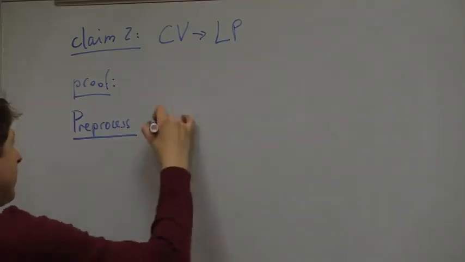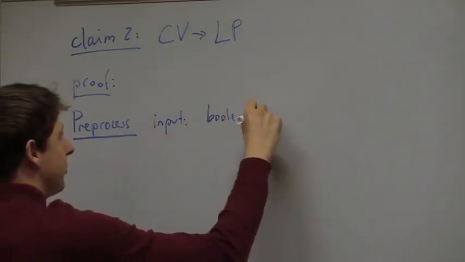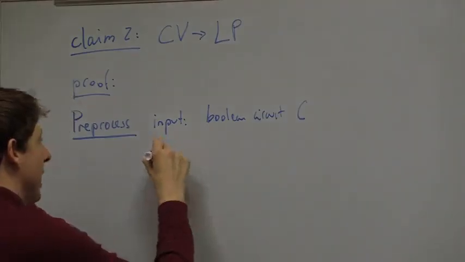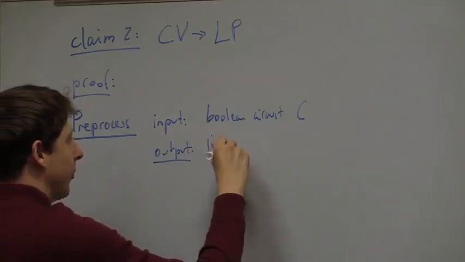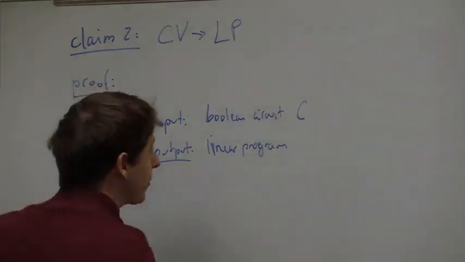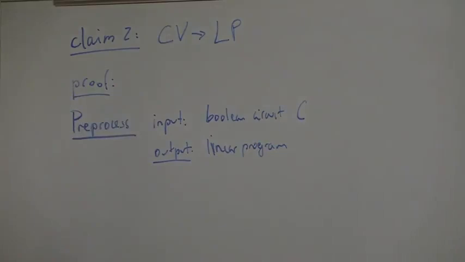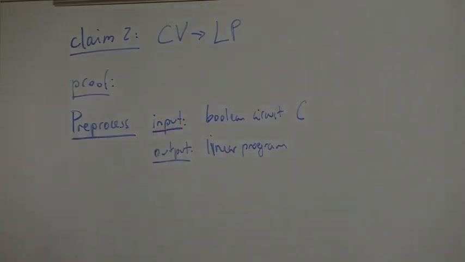The preprocess needs to take as input a Boolean circuit C, and as output, we need to output a linear program such that solving the linear program is tantamount to solving the Boolean circuit, or at least answering the circuit value problem about that circuit. Now, what is a circuit? It's a collection of gates, it's a DAG. And what is a linear program? It's a bunch of variables with linear constraints.